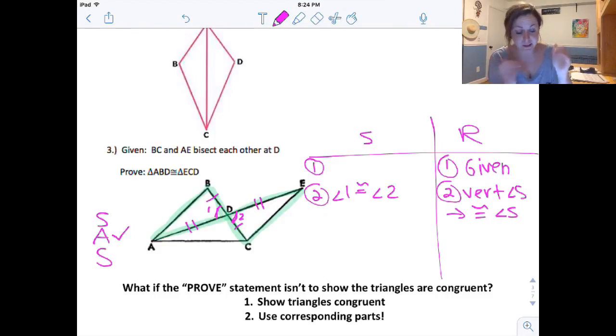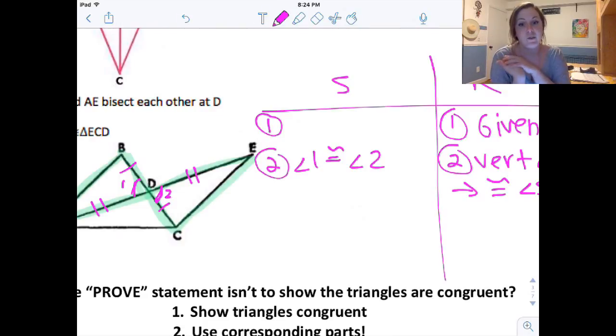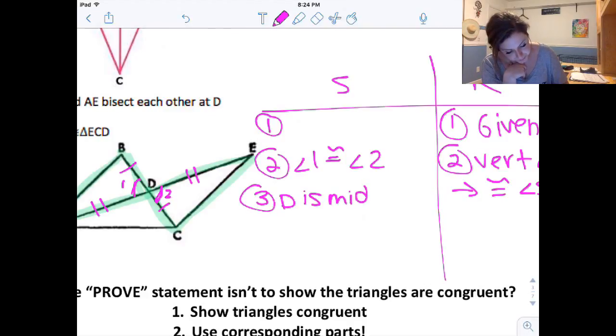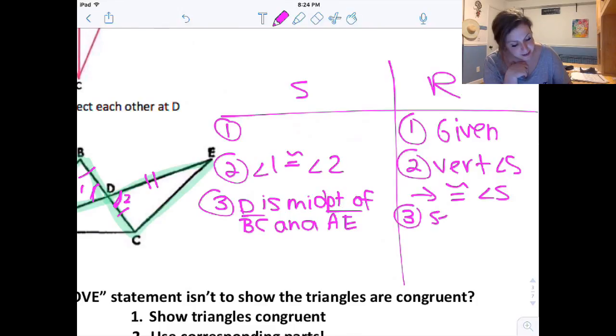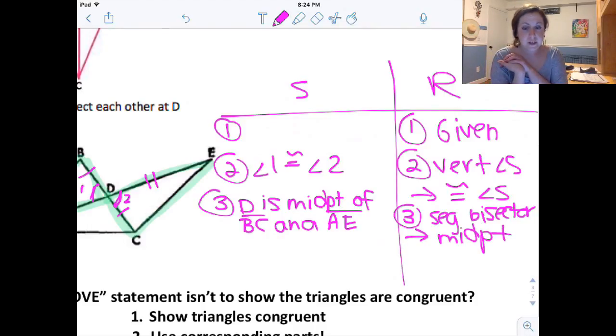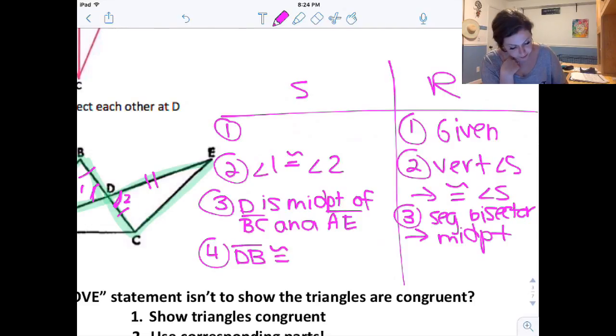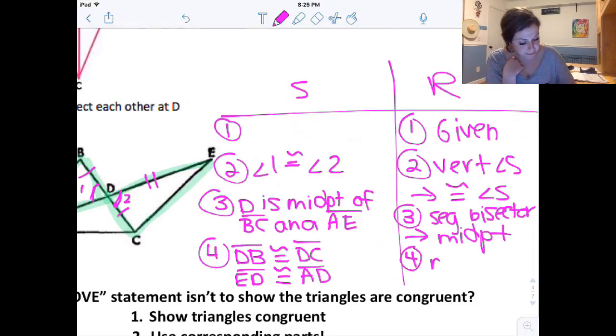All right, now I need some segments. So segments, I see which ones I'm going to get congruent. But bisect implies midpoint. So what I can say here is that D is the midpoint of BC and AE. And the reason that I know that is seg bisector implies midpoint. Now, a midpoint gives me 2 congruent segments. So then I can say that BD is congruent to CD and ED is congruent to AD. And my reason for that, again, same reason, would be midpoint implies 2 congruent segs.